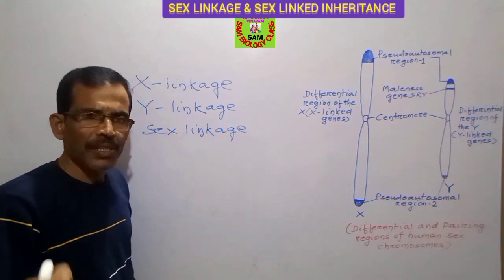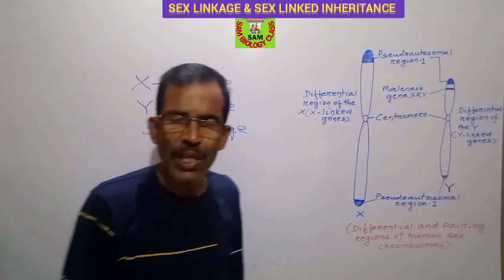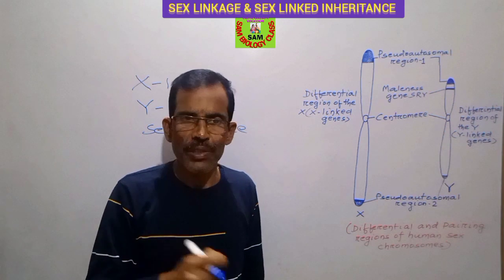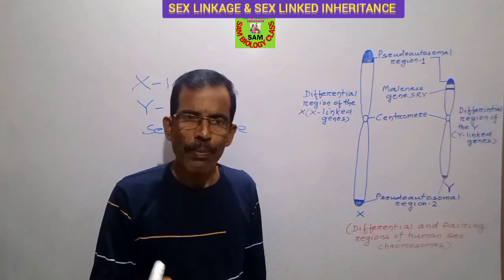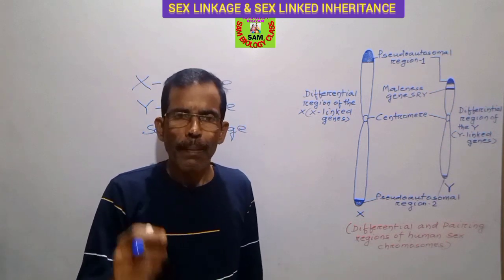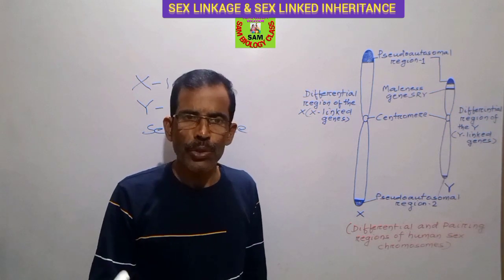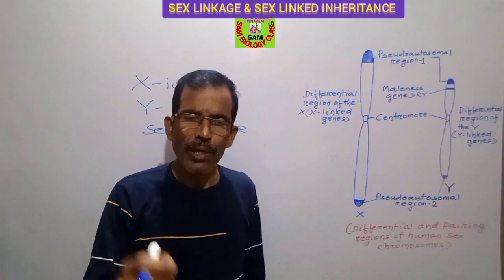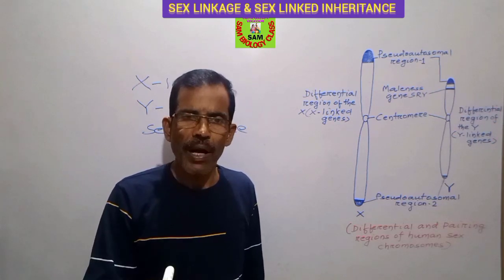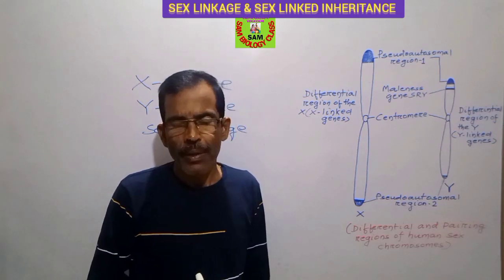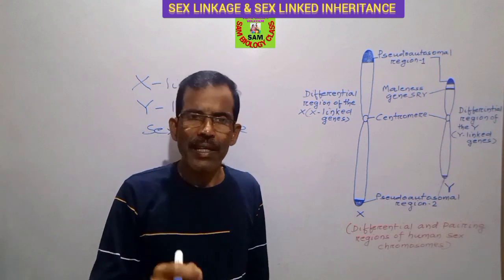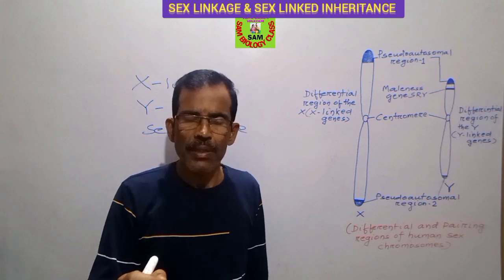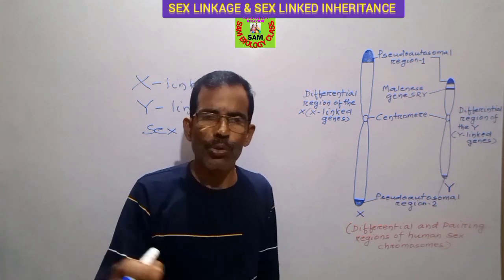The inheritance pattern of sex-linked genes differs from the inheritance of autosomal genes. In case of autosomal inheritance, male and female progeny show inherited phenotypes in exactly the same proportion as typified by Mendel's results. But in case of sex-linked inheritance, male and female progenies exhibit different phenotypic ratios.